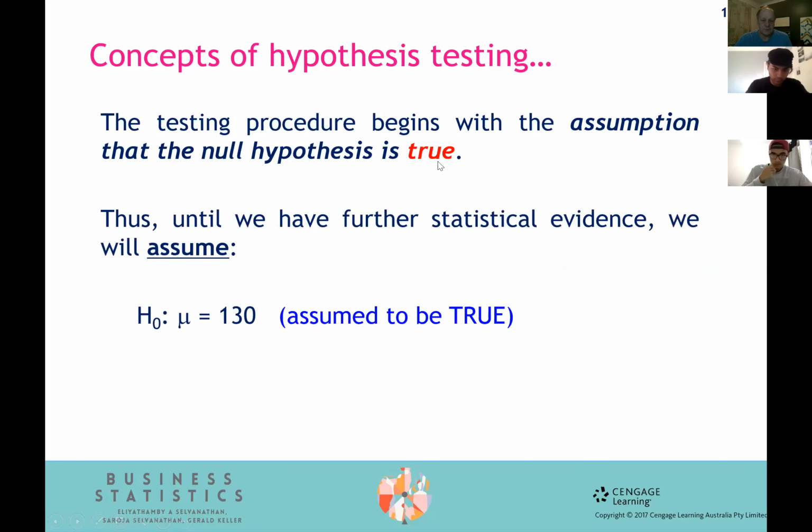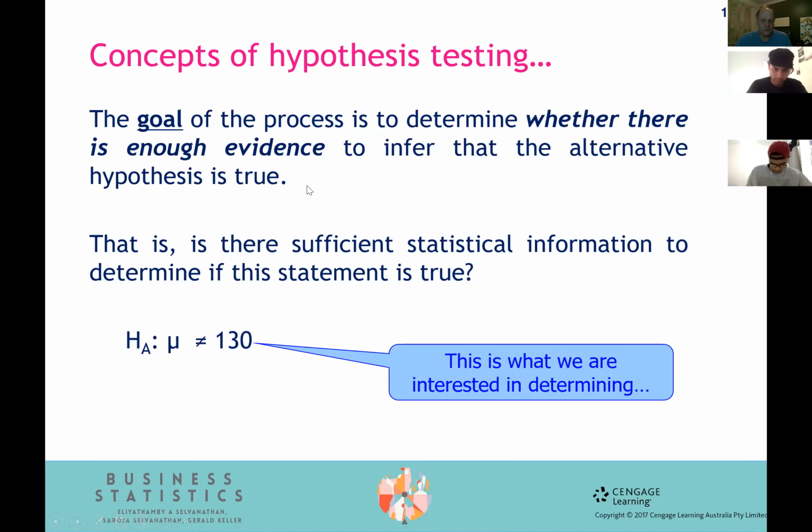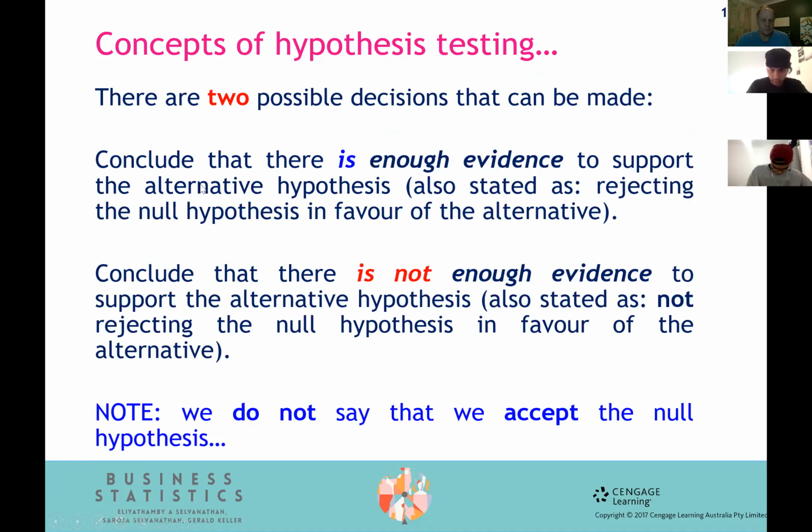The testing procedure begins with the assumption that the null hypothesis is true. So we start with that being true. And the goal is to see whether there is enough evidence. Okay, so then there are two possible decisions that can be made. There is enough evidence or there is not enough evidence. We do not say, and here again, we do not say that you accept the null hypothesis. You never say that. You always reject the alternative, which means you accept, but you don't say it.